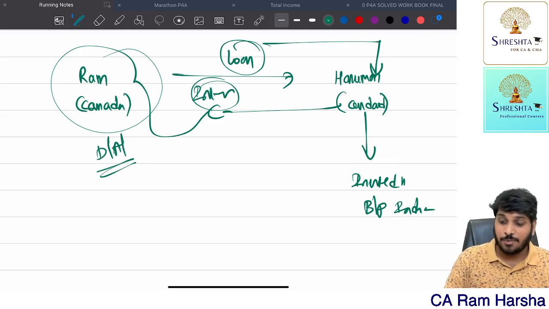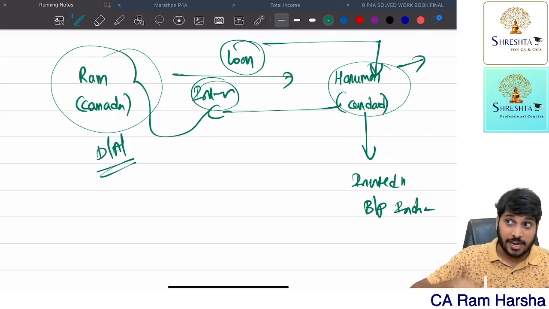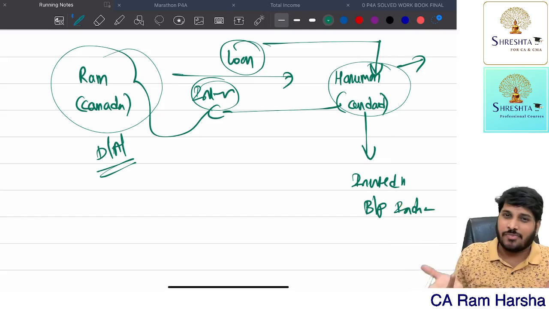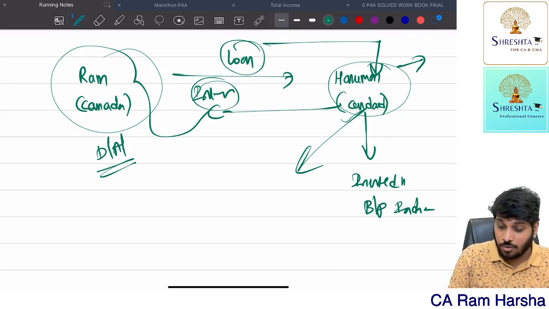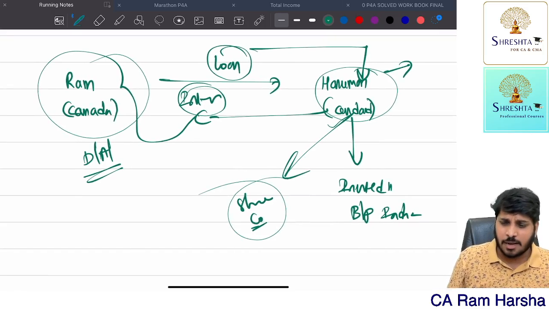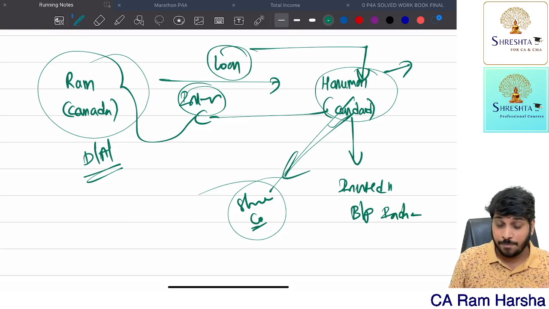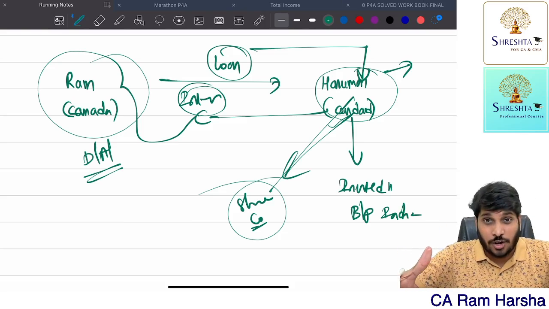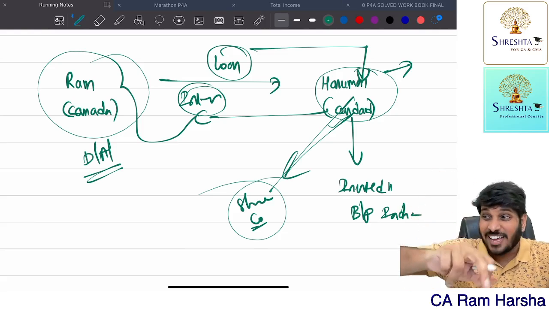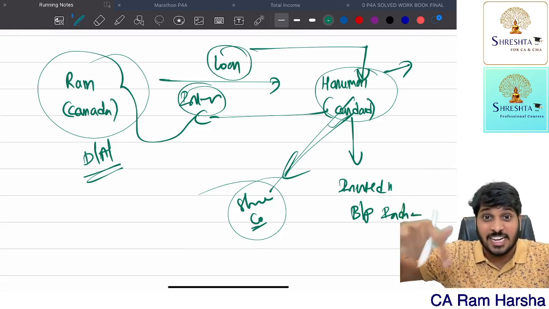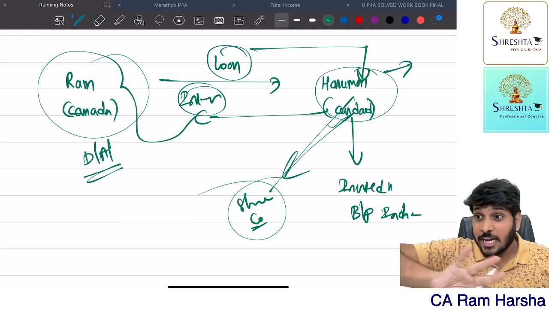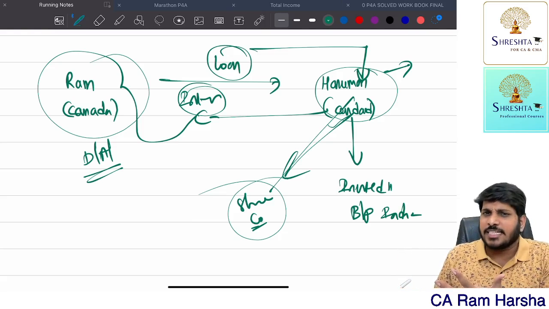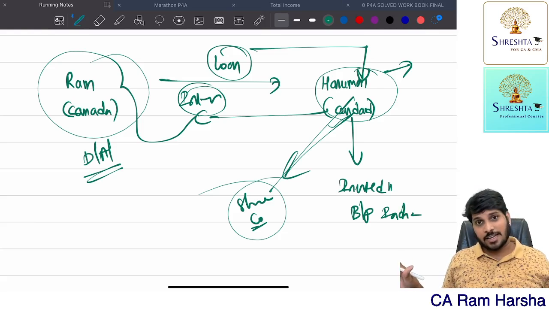Suppose Hanuman invested this entire loan in some other business, not in India, but outside India. That is not deemed to accrue or arise in India. Suppose Hanuman invested this particular amount in shares of a company for getting dividend income. Now, is dividend income from shares a business income for Hanuman? No. If a non-resident gave a loan to another non-resident, and the non-resident who received the loan invested in business or a profession in India, then only is interest on that loan deemed to accrue or arise in India. Suppose a non-resident invested that loan in something other than a business, some other head of income, that is not deemed to accrue or arise in India.